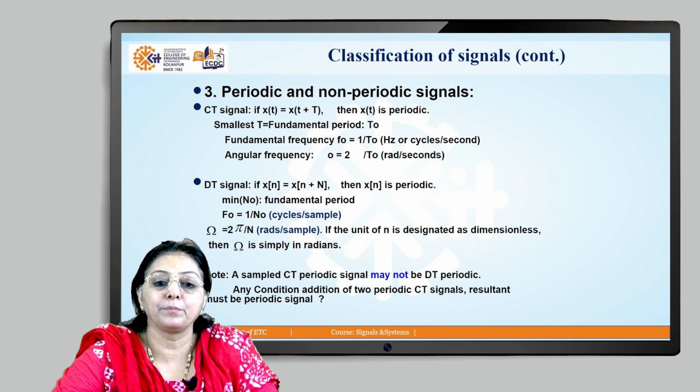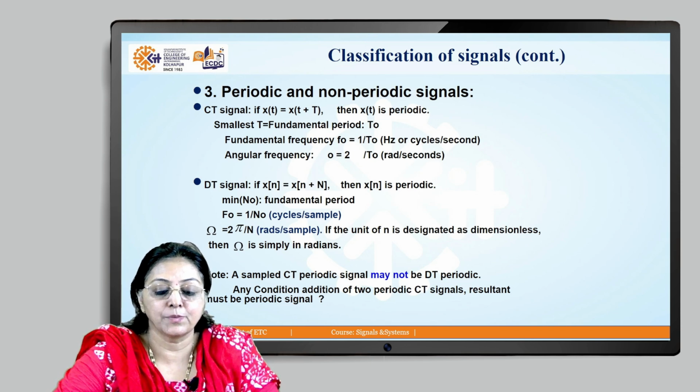Here the term is missing, 2 pi is there. So if you want to find it in radians per second.